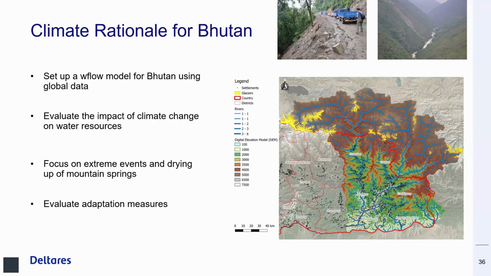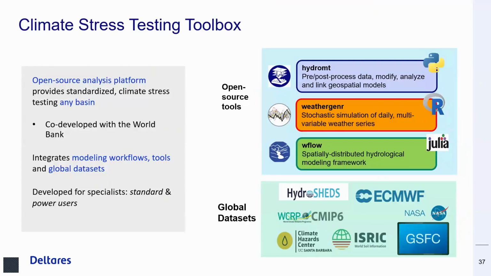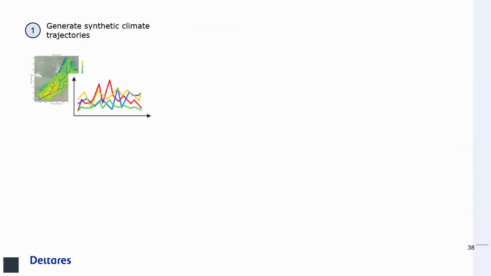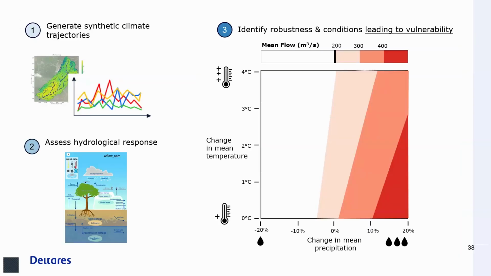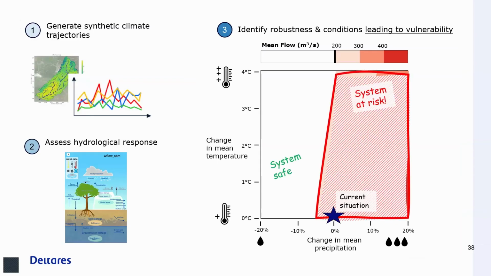Because we do these types of study more often, we are also in the process of developing a climate stress testing toolbox. It's not yet open source, but soon to be open source. It provides standardized climate stress testing that can be applied in any basin, and which uses these tools, HydroMT and wflow. What these tools do is generate synthetic climate trajectories, assess the hydrological response, and identify robustness and conditions leading to vulnerability.